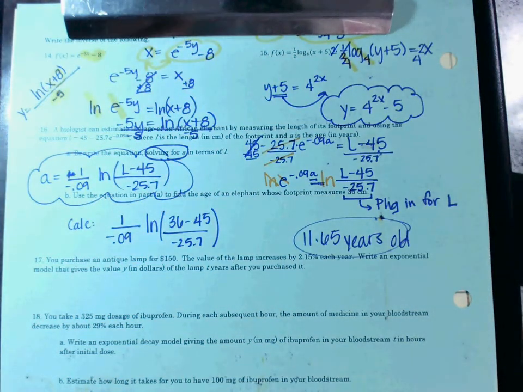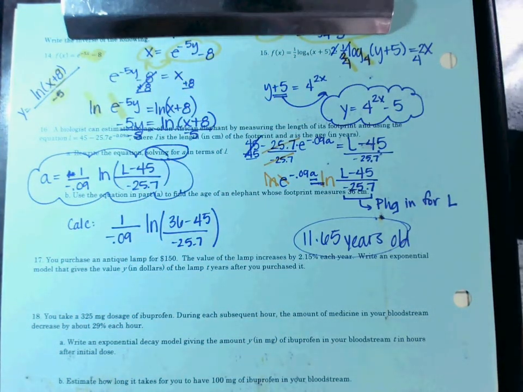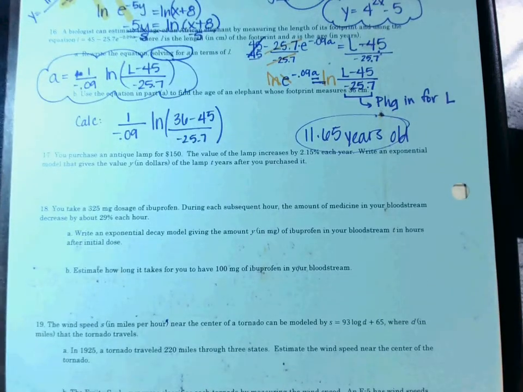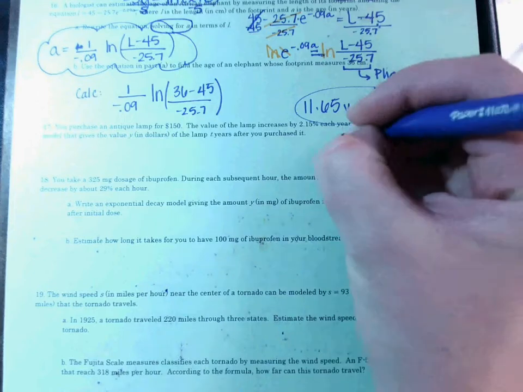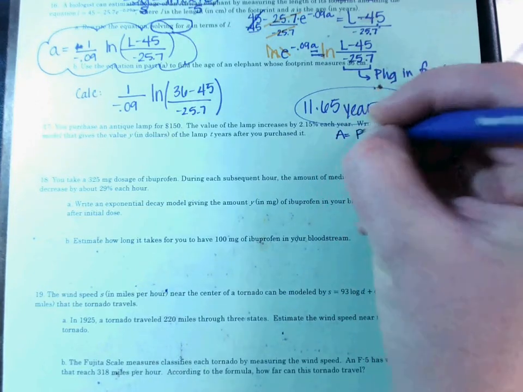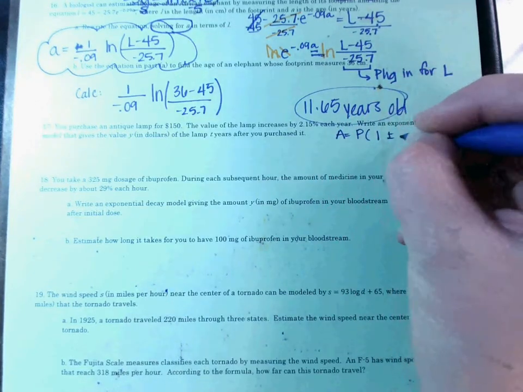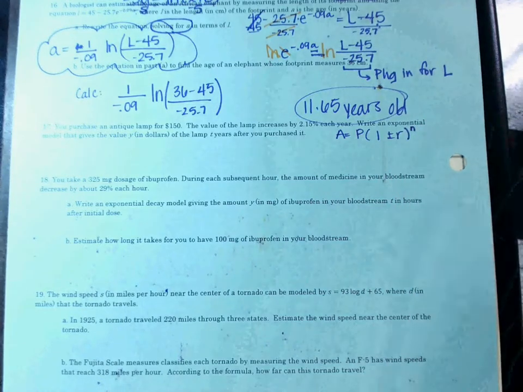Alright, next question says you purchase a lamp for $150. The value of the lamp increases by 2.15% each year. Write an exponential model that gives the value of the lamp t years after you purchase it. Here's your equation. P(1 plus or minus r) to the n.